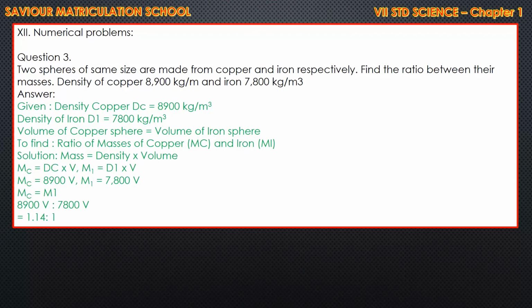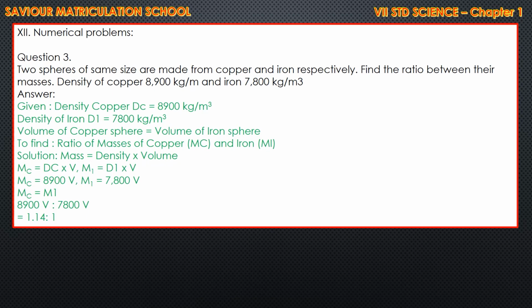Then question 3. Two spheres of the same size are made from copper and iron respectively. Now find the ratio between their masses. So you have to find the ratio between their masses. The density of copper is 8900 kg per cubic meter and the density of iron is 7800 kg per cubic meter.